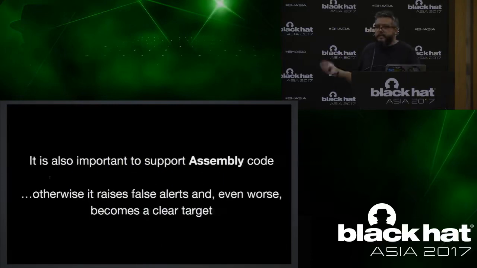Something else which is important and that we implemented in KCFI is support for assembly code. If you don't support assembly code, the first thing you're going to get is a lot of false positives. If you are indirectly calling assembly code, you won't have the tags there. Also, if you have assembly code calling C functions, you won't have the tags there. Thus, the checks will raise false alerts. Also, and even worse, the indirect branches in the assembly code will be unprotected, and this may be a target for attackers to exploit your system.